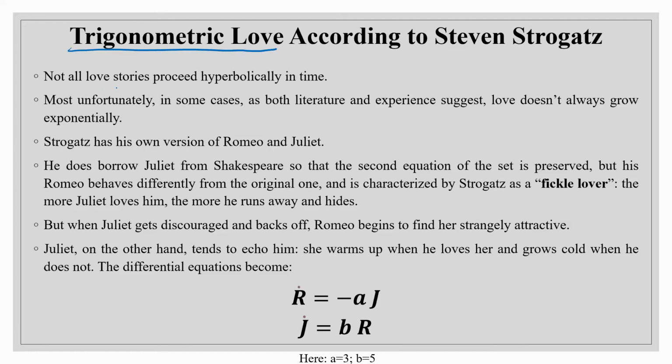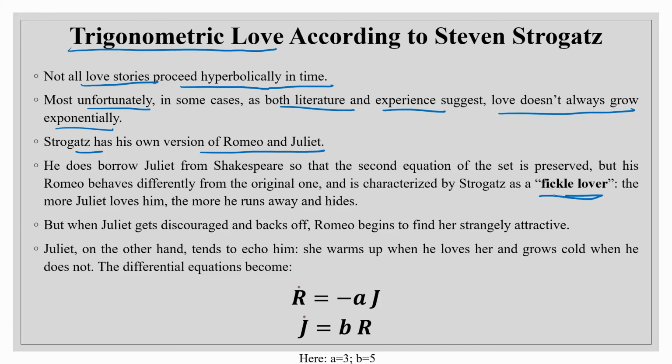As we have seen in the previous case that the love was hyperbolic, but in reality not all the love stories proceed hyperbolically in time. Unfortunately, as we have seen in both literature and experience, love doesn't grow exponentially. So Strogatz has his own version of Romeo and Juliet, and he described Romeo as a fickle lover.